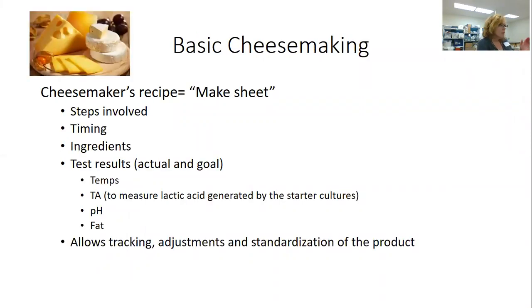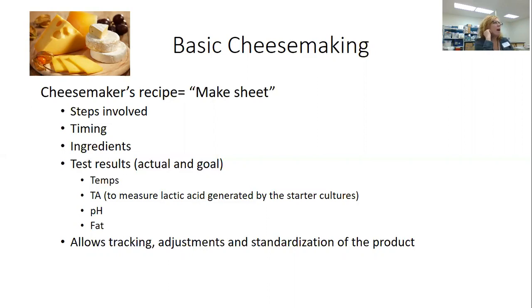So basically with cheese making, we've talked before about how every different type of cheese is a little bit of a different recipe. It's all basically the same ingredients, but the recipe is a little different as far as the type of starter bacteria, how it's cut, how it's aged, how it's ripened. So the recipe is actually called a make sheet. And in your reading material, you'll see an example of a make sheet.